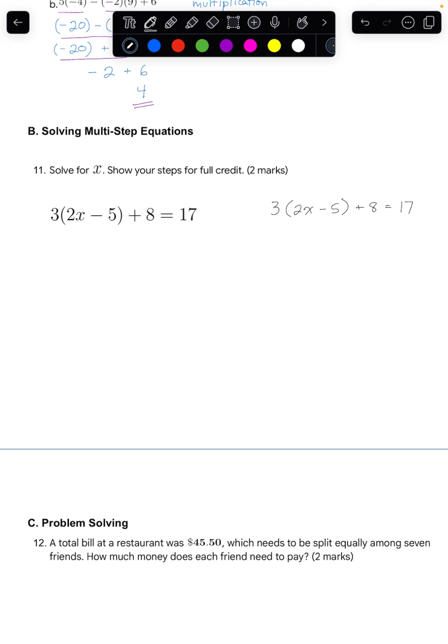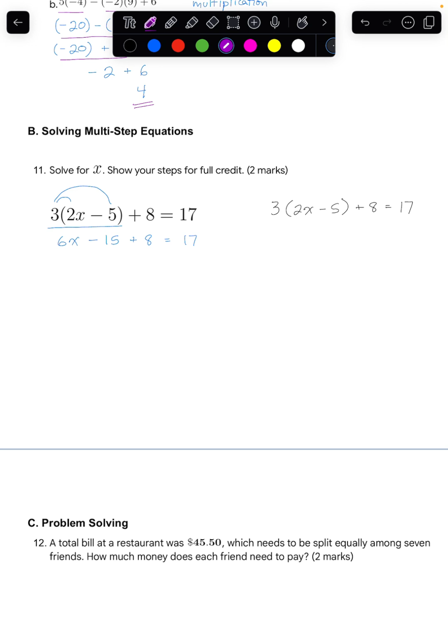The first way we went over in class was to first evaluate this, this 3 times 2x minus 5, using the distributive rule. So we can evaluate that like this. 3 times 2x gives us 6x, and 3 times negative 5 gives us negative 15, and we get 6x minus 15. We still have the plus 8 equals 17.